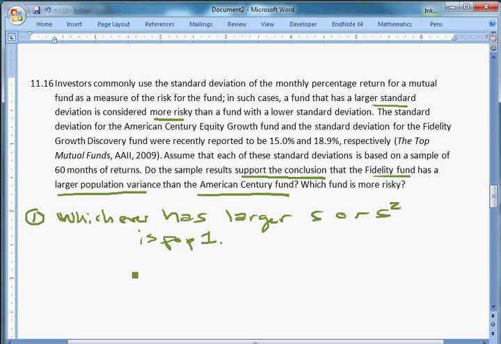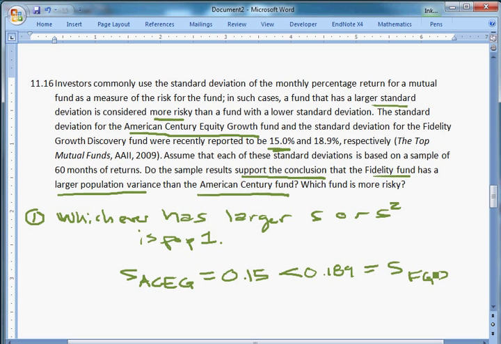We're going to need to find these. So the American Century Equity Growth Fund, it says, has a standard deviation of 15%, right? That's right here. So I'm going to call that S sub ACEG. It's going to be 0.15. And that's going to be less than 0.189, which is S sub FGD. So that means that this is going to be population one.